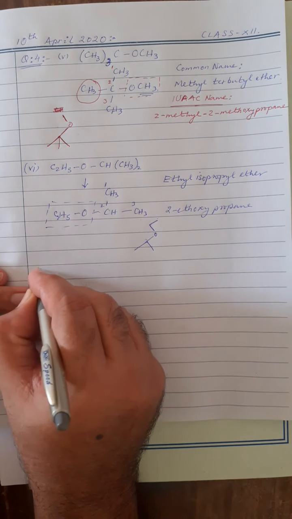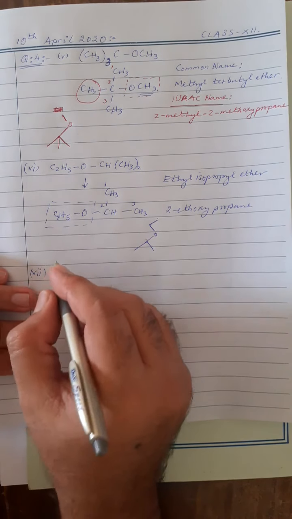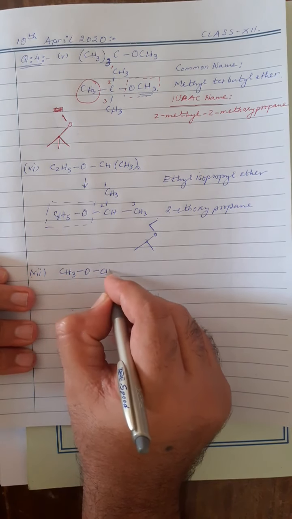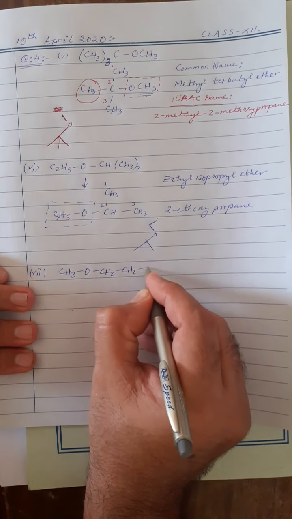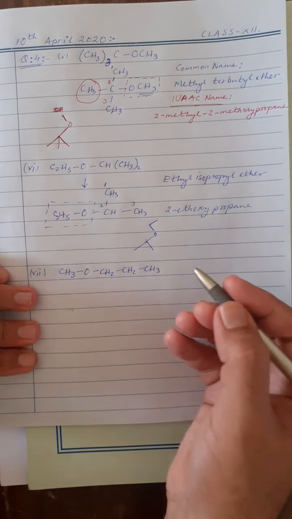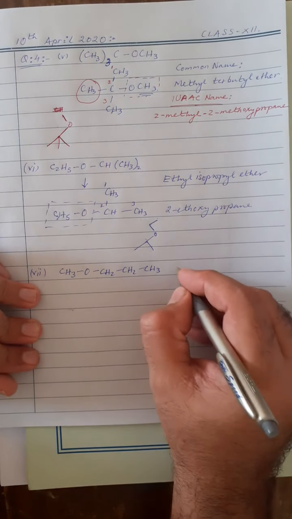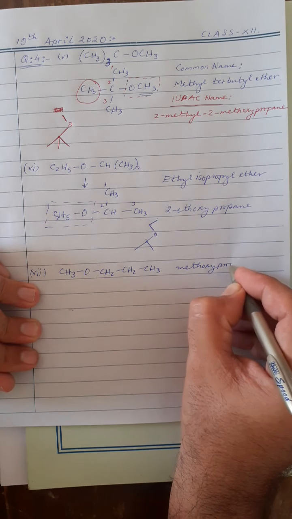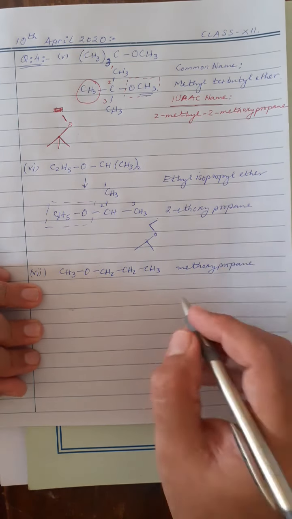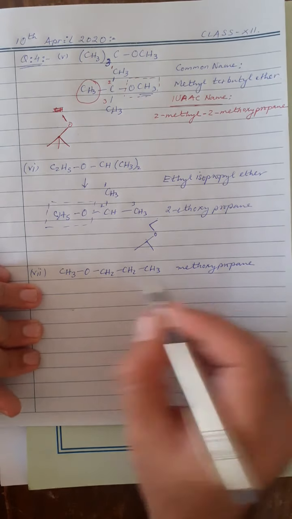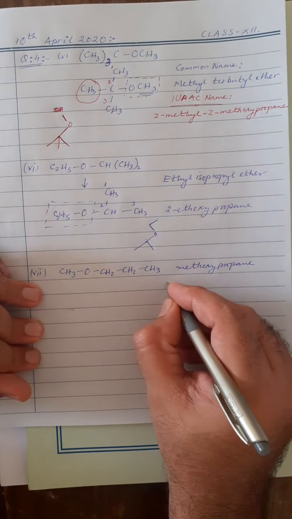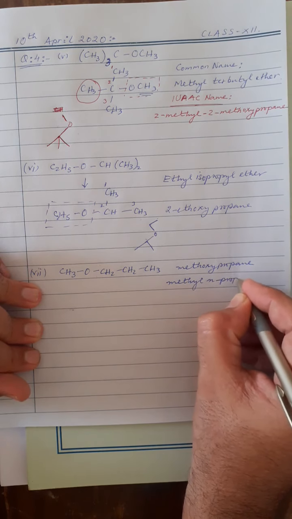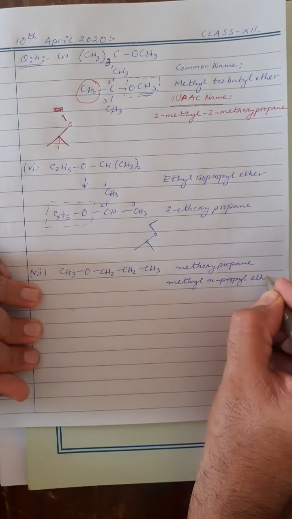Number 7 was the simplest, CH3O, and then CH2, CH2, and CH3. This is the simplest one. This is methoxypropane. 1-methoxypropane, or simply methoxypropane. Again, propane, or methyl n-propyl ether, common name. Common name will be methyl n-propyl ether.